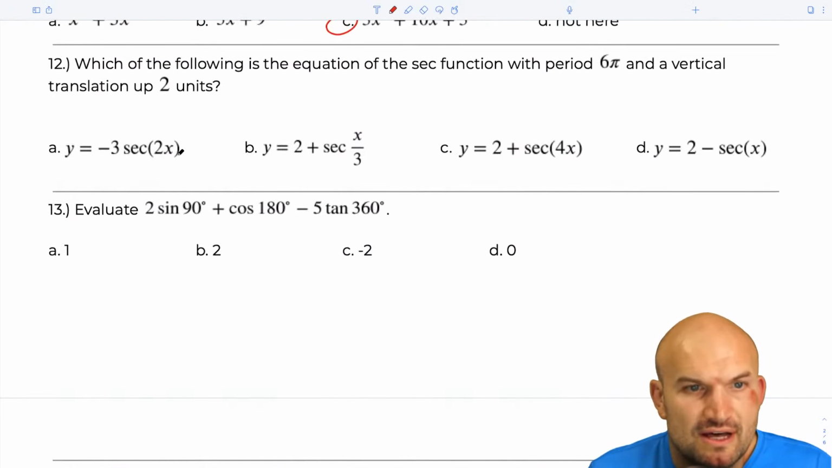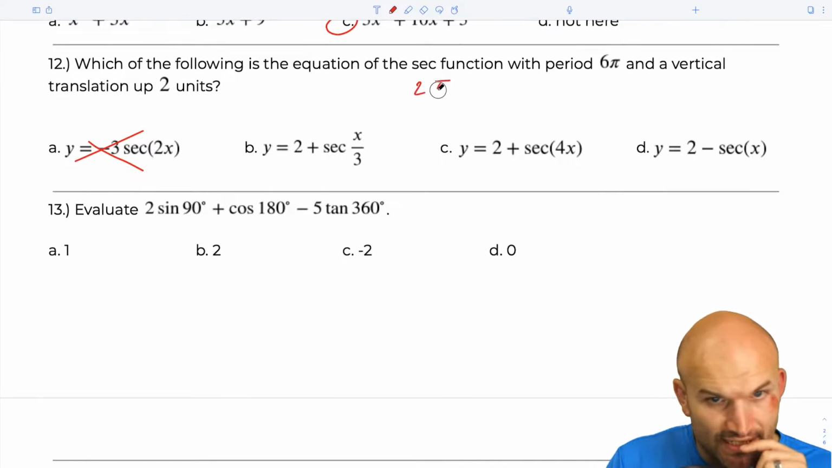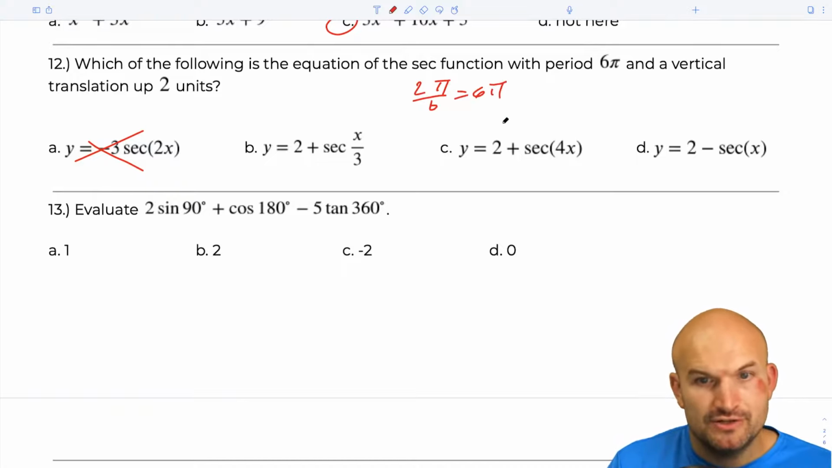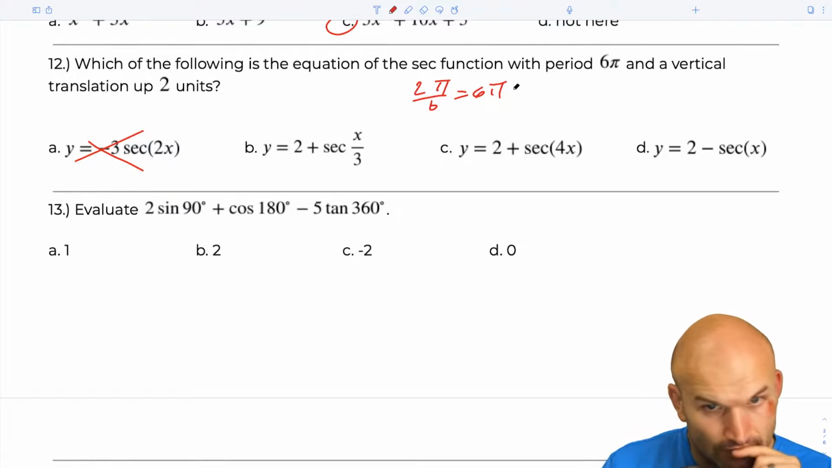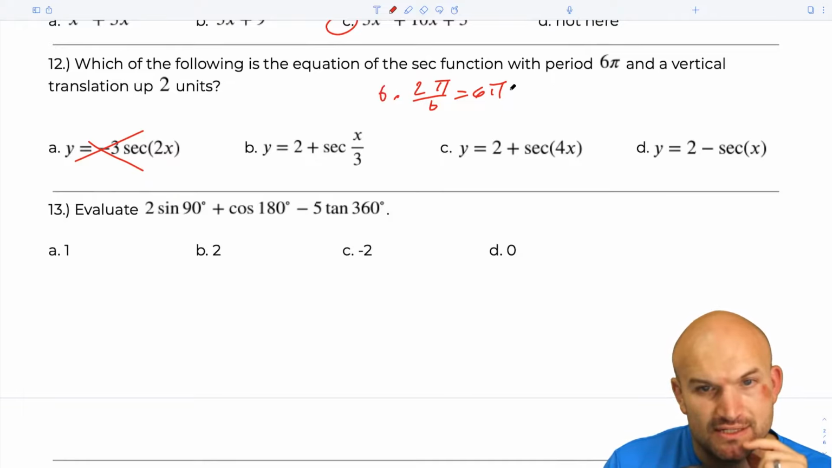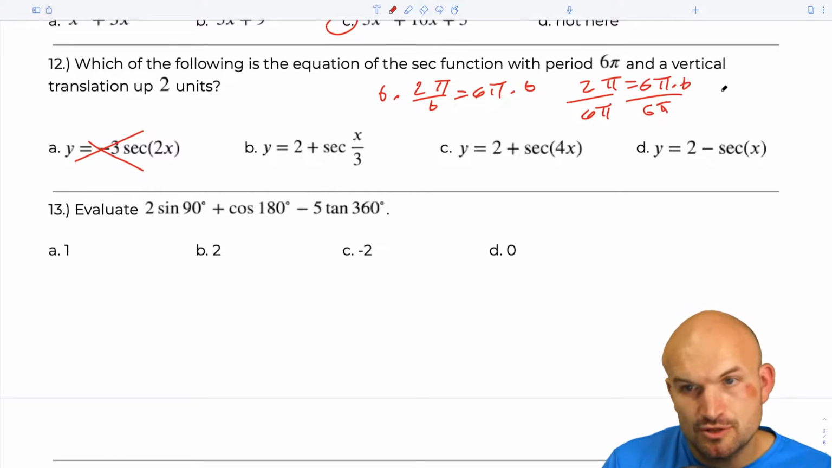All right, number 12. Which of the following is the equation of the secant function with a period of 6 pi and a vertical translation of up 2? So again, we have to have up 2, so it's not that one. The period for secant is 2 pi. So basically 2 pi divided by b equals 6 pi. What we want is to find my b. If I multiply by b on both sides, I get 2 pi equals 6 pi times b. Then divide by 6 pi on both sides, and that reduces, so b is equal to 1/3.